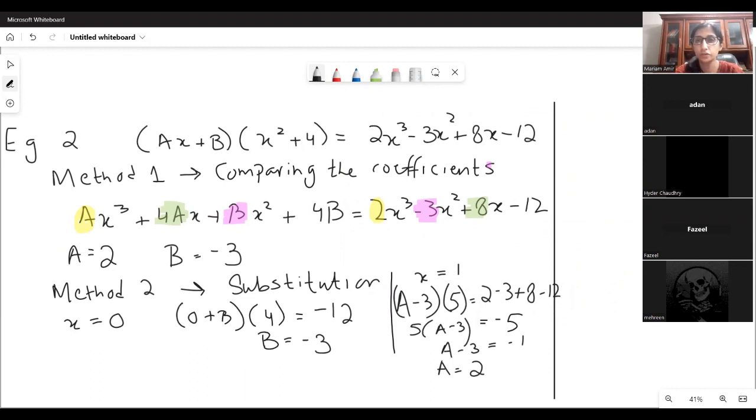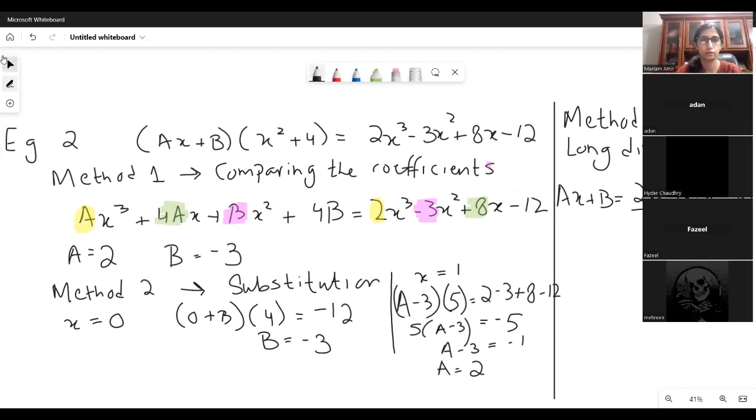Method 3, long division. So ax plus b is equal to 2x cubed minus 3x squared plus 8x minus 12 divided by x squared plus 4. Okay, now let's divide this.